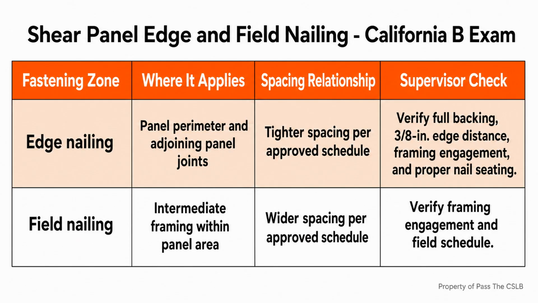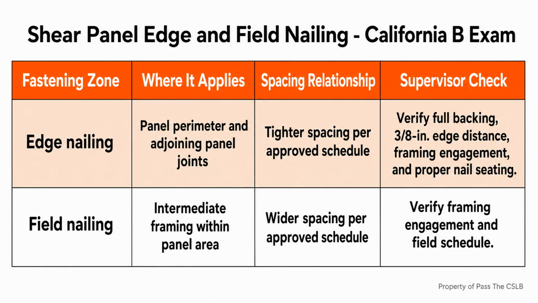The first distinction to lock in is edge nailing versus field nailing. The edge is the perimeter of the panel, including joints where one panel meets another. The field is the intermediate framing inside the panel area. Those zones do different work in the fastening schedule, so they are not interchangeable. Looking at this comparison, the key pattern is that edge nailing is generally tighter and field nailing is generally wider, but the exact spacing comes from the approved schedule.